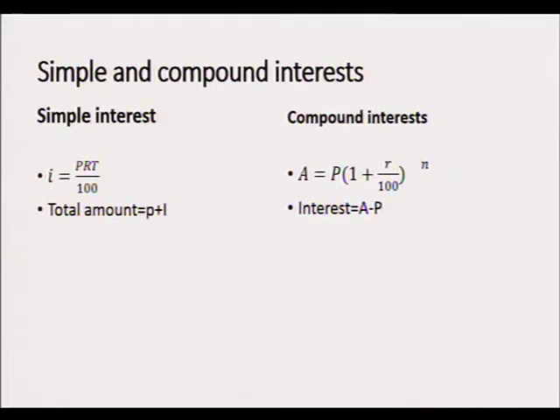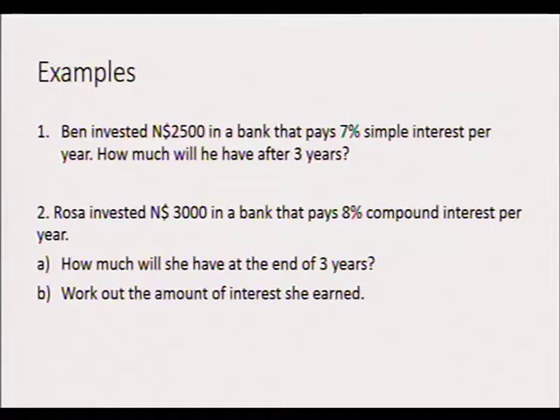And for you to work out how much interest you get, you minus the total amount that you get, minus the principal, the initial money that you invested. What remains is the interest that you get. Okay, let's look at some of the questions now on these two types of interest.